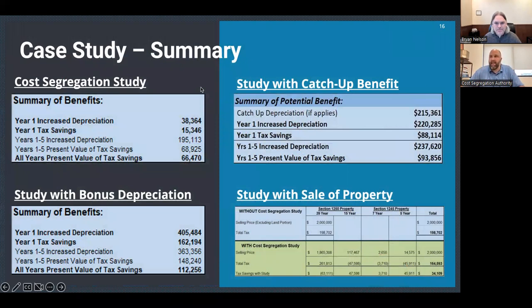And we were able to save anywhere from $15,000 in tax savings on our first study here, $162,000 when we applied bonus. When we did the look back study, we were able to save $88,000. And then even when we did the study right before we sold the asset, we still were able to save $34,000. So you can see that it's not a matter of if I should do cost seg, it's a matter of when. And we want to use it when we can maximize the deduction.